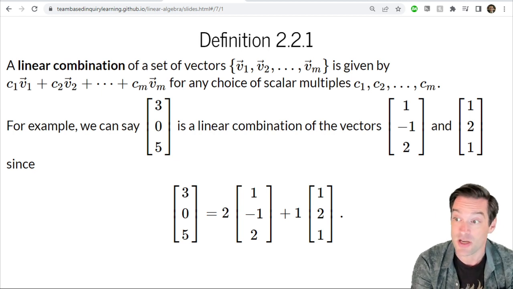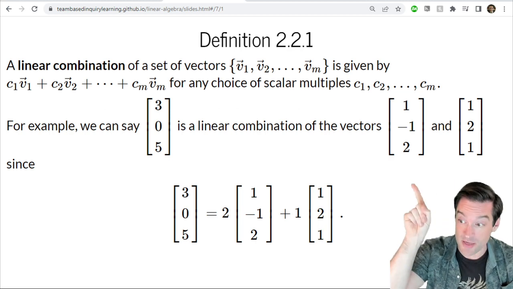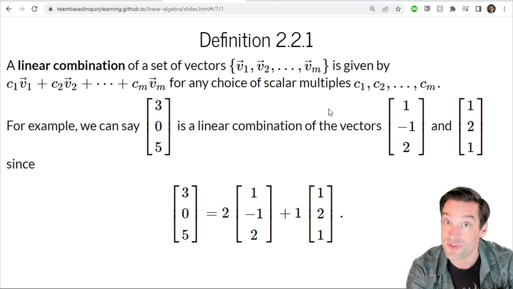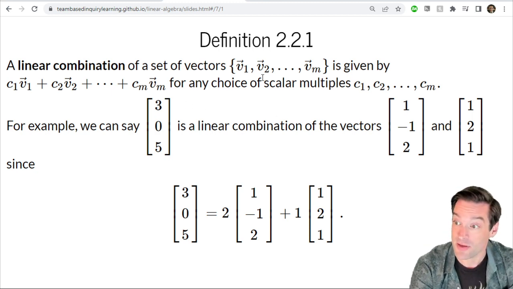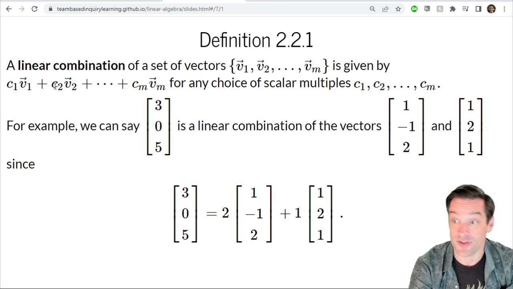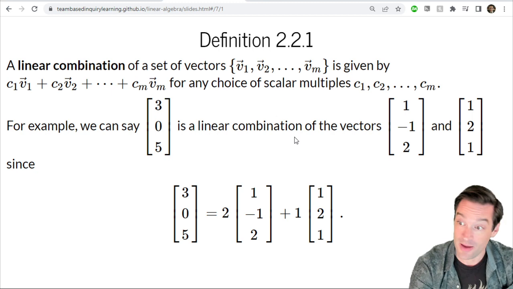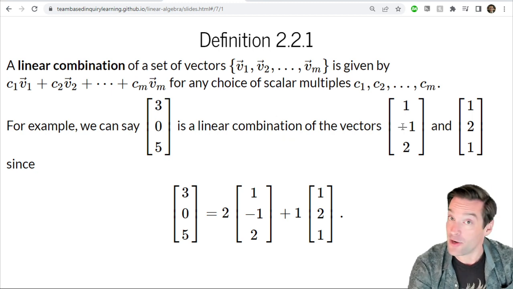A linear combination of a set of vectors, so you give me a set of vectors v1 up through vm. A linear combination is the result of taking a group of scalars, c1 up through cm, so these are just real numbers if that's the base field of our vector space, multiplying those vectors by those scalars, so c1 times the first vector plus c2 times the second vector and cm times the mth vector, and then adding all those results together.